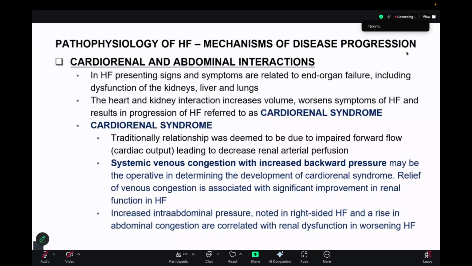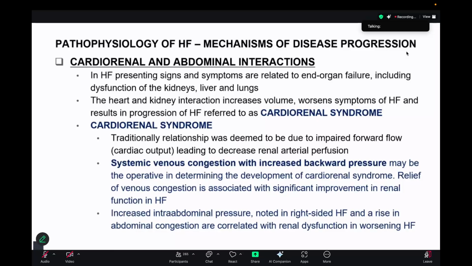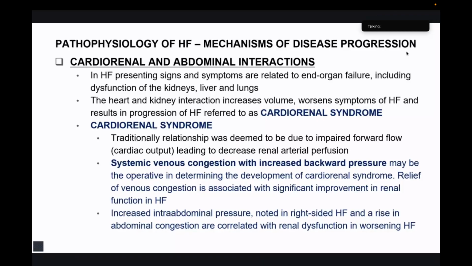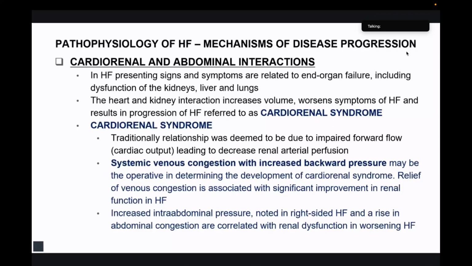For the cardiorenal syndrome, traditionally the relationship was deemed to be due to impaired forward flow due to low cardiac output, leading to a decrease in renal arterial perfusion. Systemic venous congestion with increased backward pressure may actually be the operative factor in determining the development of the cardiorenal syndrome, because relief of venous congestion is associated with significant improvement in renal function in patients with heart failure.